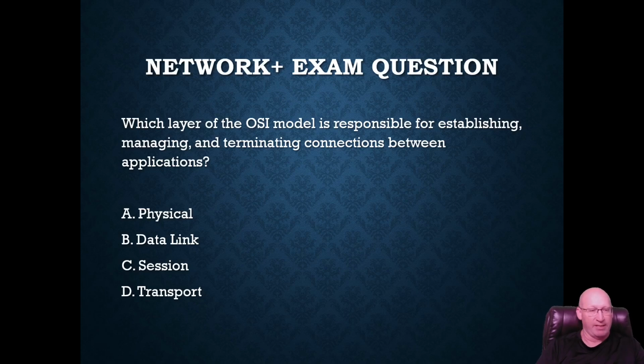That leaves C and D. Well, if you said D, I'm sorry, you'd be incorrect. This ensures reliable data transfer. It also handles flow control and error recovery between the systems. So error recovery, flow control, and data transfer. That's transport layer. C is actually responsible for establishing, managing, and terminating connections.